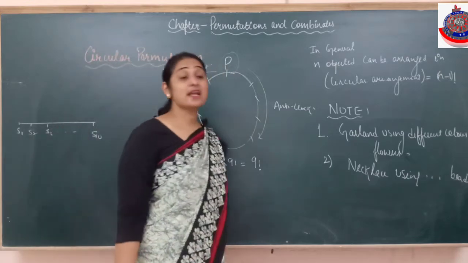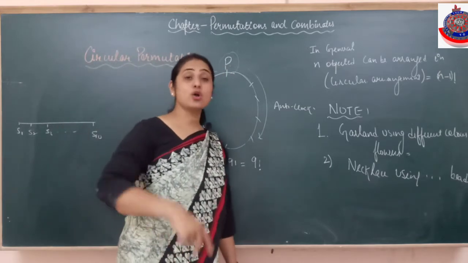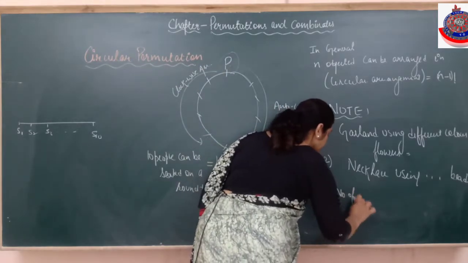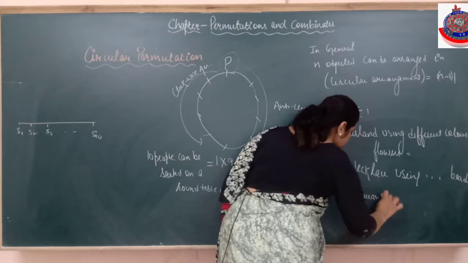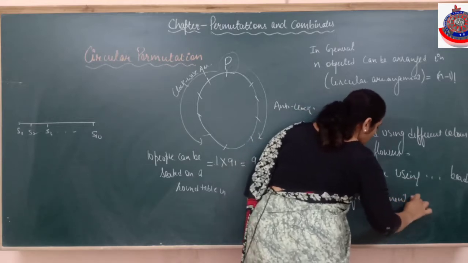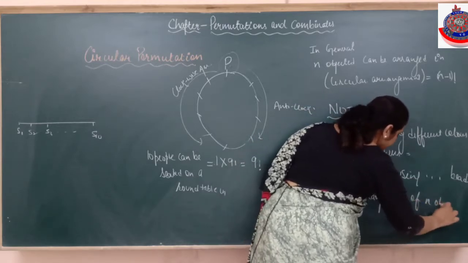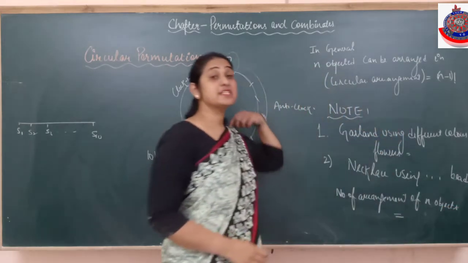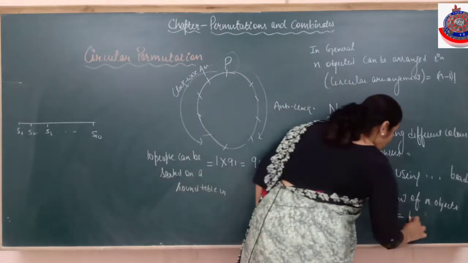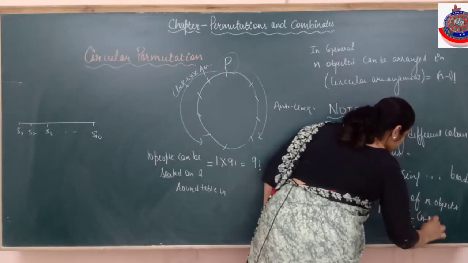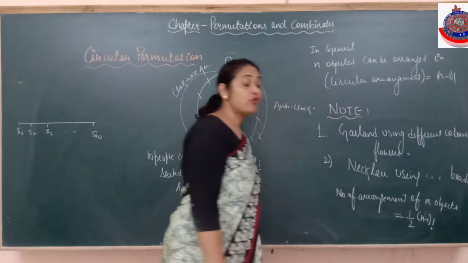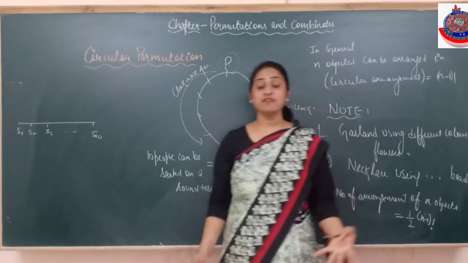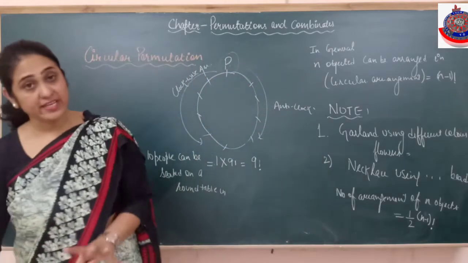In that case, when I can't distinguish left and right, anti-clockwise and clockwise direction, the number of arrangements of n objects, definitely we are doing circular permutation, in the circular arrangement, circular permutation would be half of (n minus 1) factorial. It was (n minus 1) factorial when it does make a difference who's sitting on the left, who's sitting on the right. Is it clear?